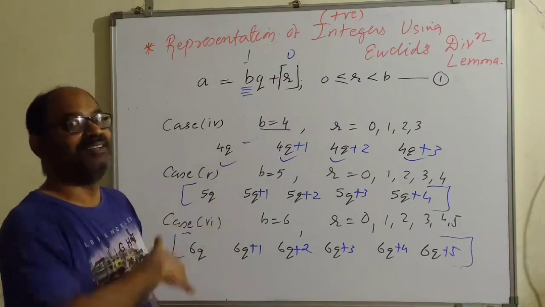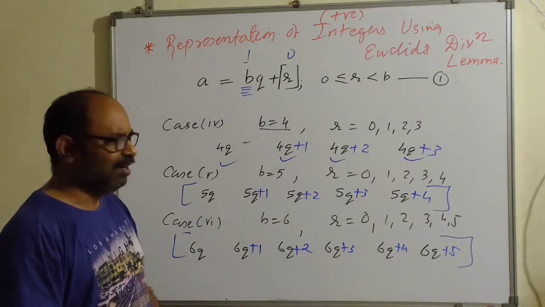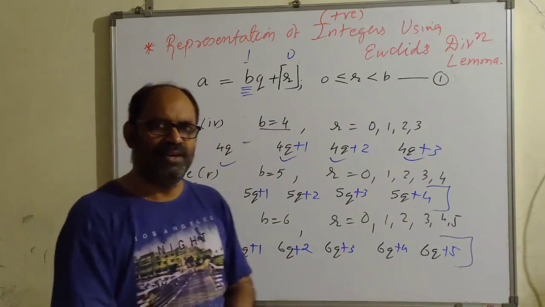I'll give you the table up till 10. You observe and understand at home. Okay, children? Well, very difficult.